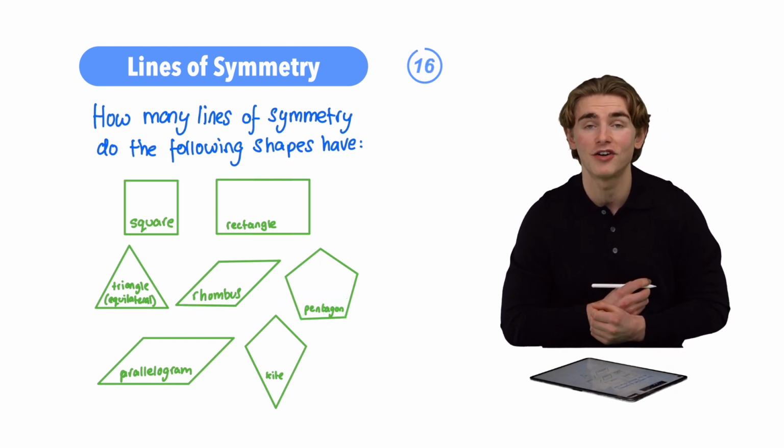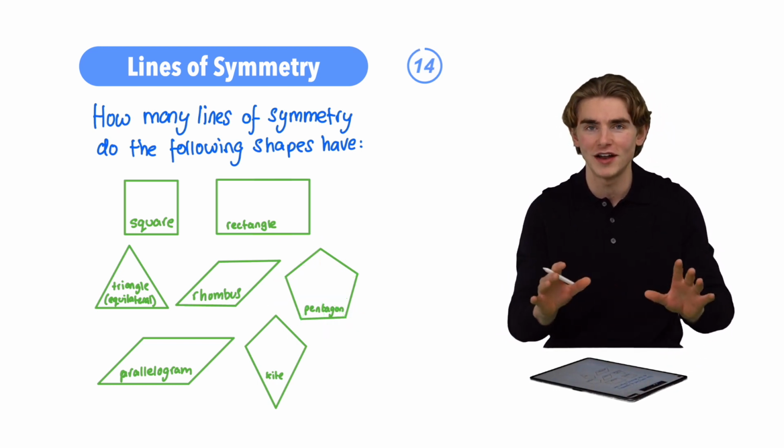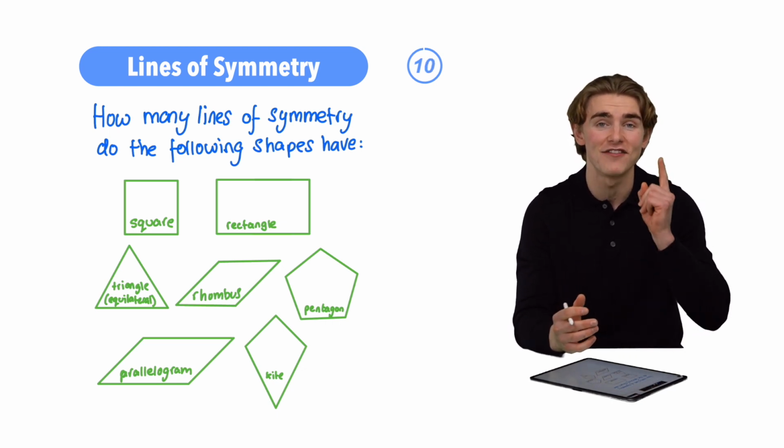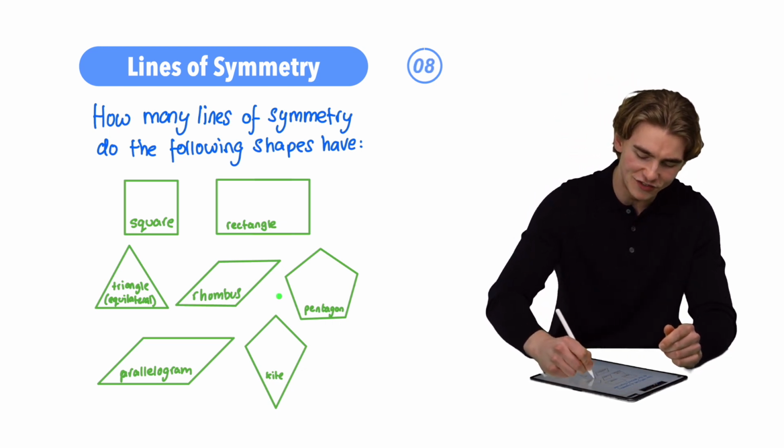Next up, our parallelogram. That is actually going to have no lines of symmetry at all. Have a think about that one. And finally, our kite, guys, that's going to have exactly 1 line of symmetry going straight through the middle.